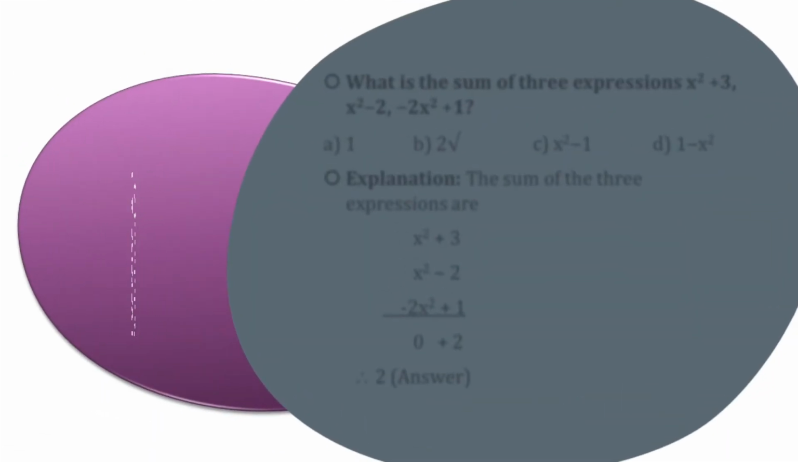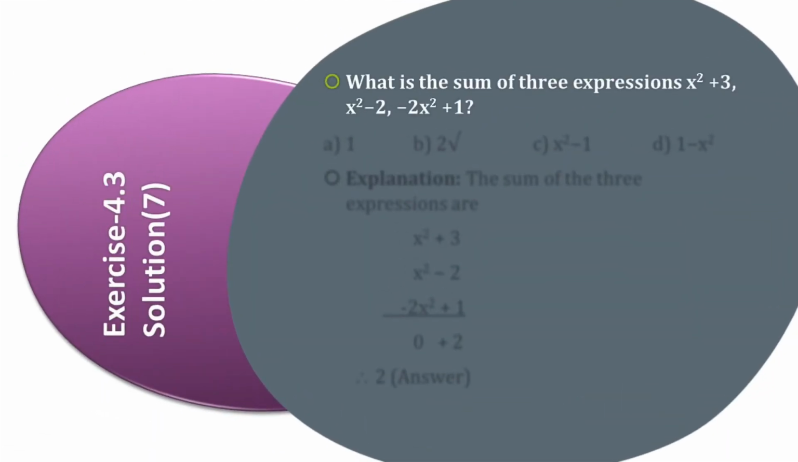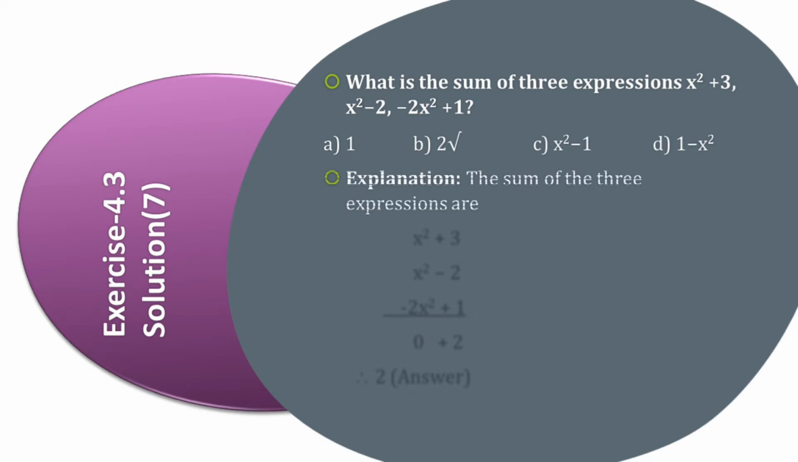So solution number 7. What is the sum of three expressions, x square plus 3, x square minus 2, minus 2x square plus 1? The answer will be, my dear, from the options, number B, 2 is the tick mark. Let us see the explanation. The sum of the three expressions, if we arrange them in similar terms, x square plus 3, x square minus 2, and minus 2x square plus 1.